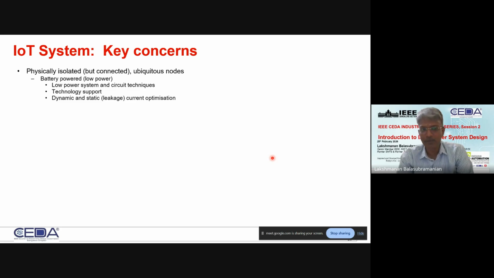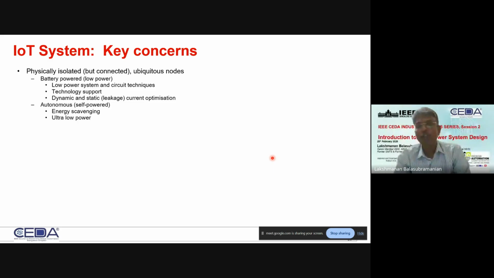So you need battery power as a baseline, but we can go one step further, which we will not get into the details here. What it means to be battery powered: the system that powers this entire sensor node or IoT end equipment has to be low power in operation. It's a low power system, and circuit techniques are required to build them. There is a technology support required. I'll very briefly touch upon it, not go into the details again. And dynamic and static current consumption and optimization is important, right?